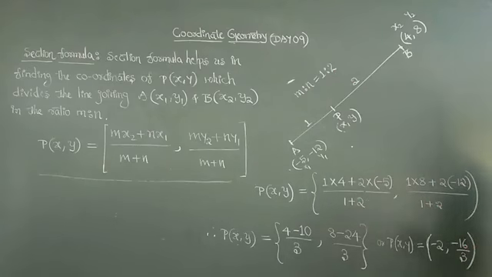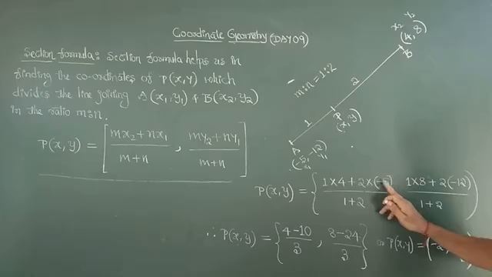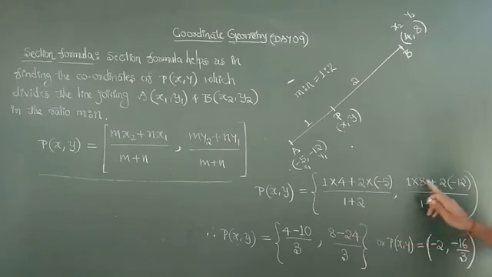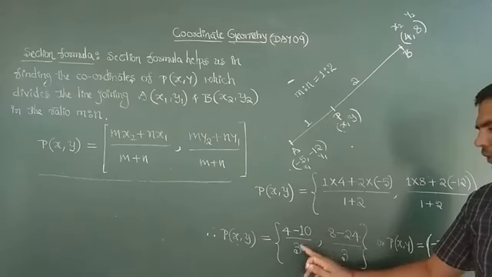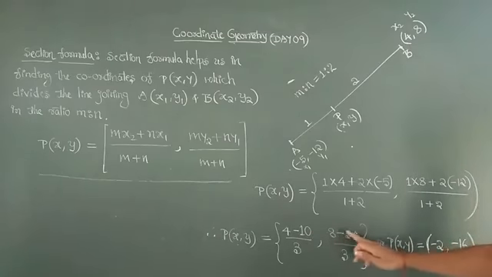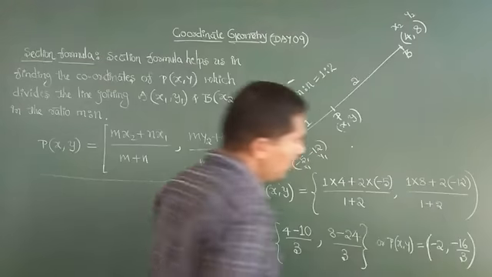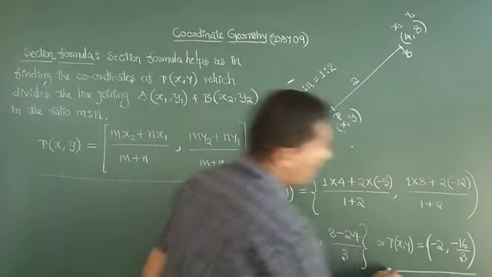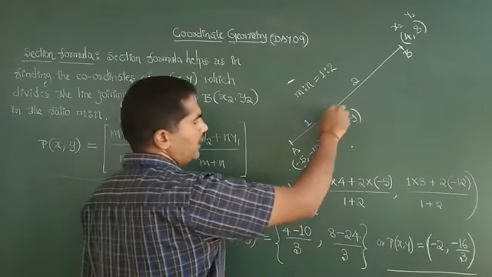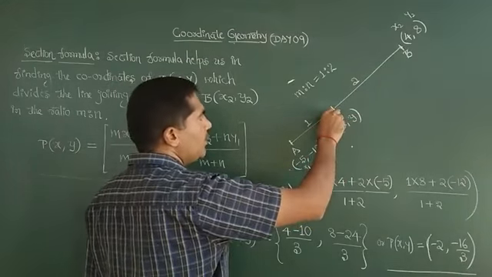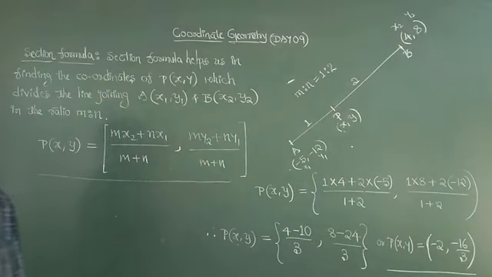So next is the simplification only. 1 into 4 is 4, 2 into minus 5 becomes minus 10, 1 into 8 is 8, 2 into minus 12 becomes minus 24. 4 minus 10 is minus 6. Minus 6 by 3 is minus 2. 8 minus 24 is minus 16. Minus 16 by 3 I have kept as it is. So now the coordinates of point P(x, y) are minus 2, minus 16 by 3. So the point (minus 2, minus 16 by 3) divides the line segment joining AB in the ratio 1:2.